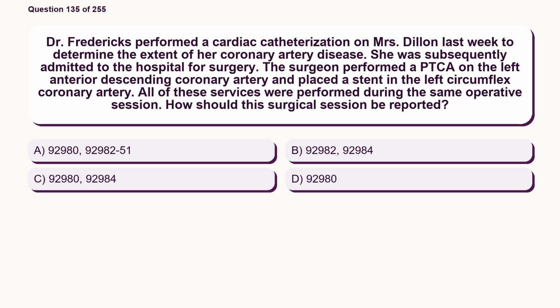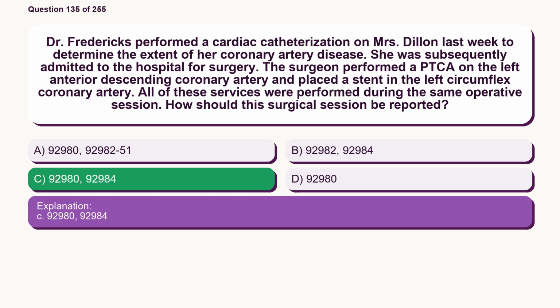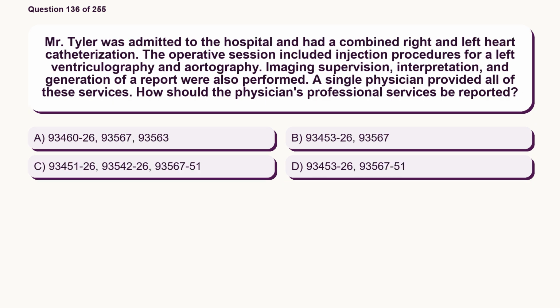Option A, 92,980, 92,982 to 51. Option B, 92,982, 92,984. Option C, 92,980, 92,984. Option D, 92,980. The correct answer is option C, 92,980, 92,984. C. 92,980, 92,984.